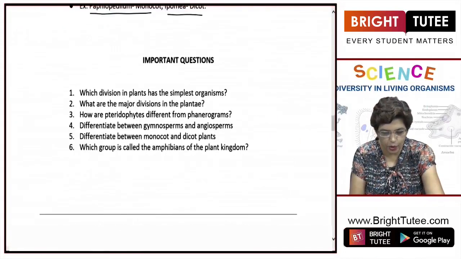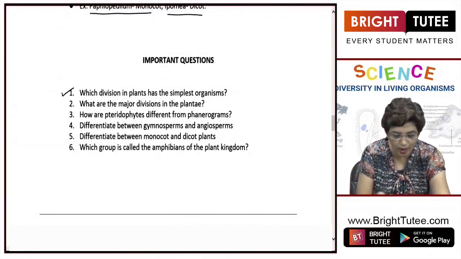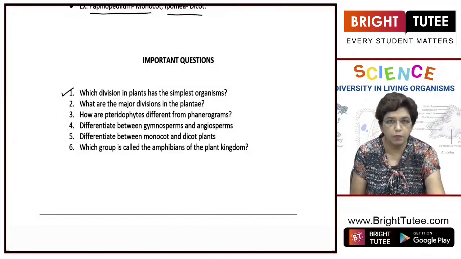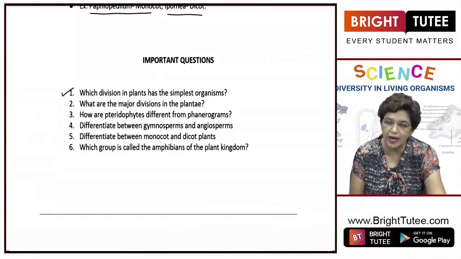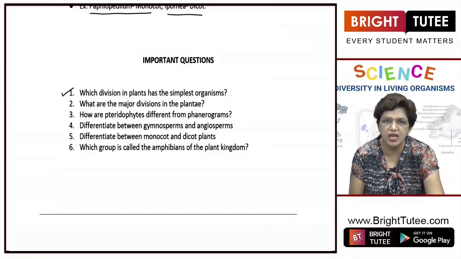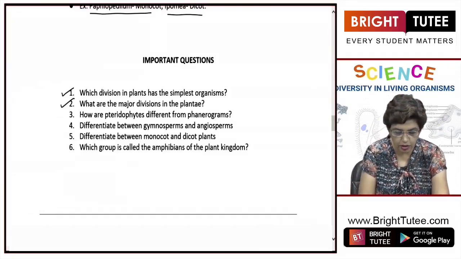So let's see some important questions from this Plantae. Question number 1. Which division in the plant has the simplest organism? The simplest organisms are in the Thallophyta. Thallophyta contains all those plants in which the body design is not differentiated into stem or leaf-like structures. There is no differentiation.